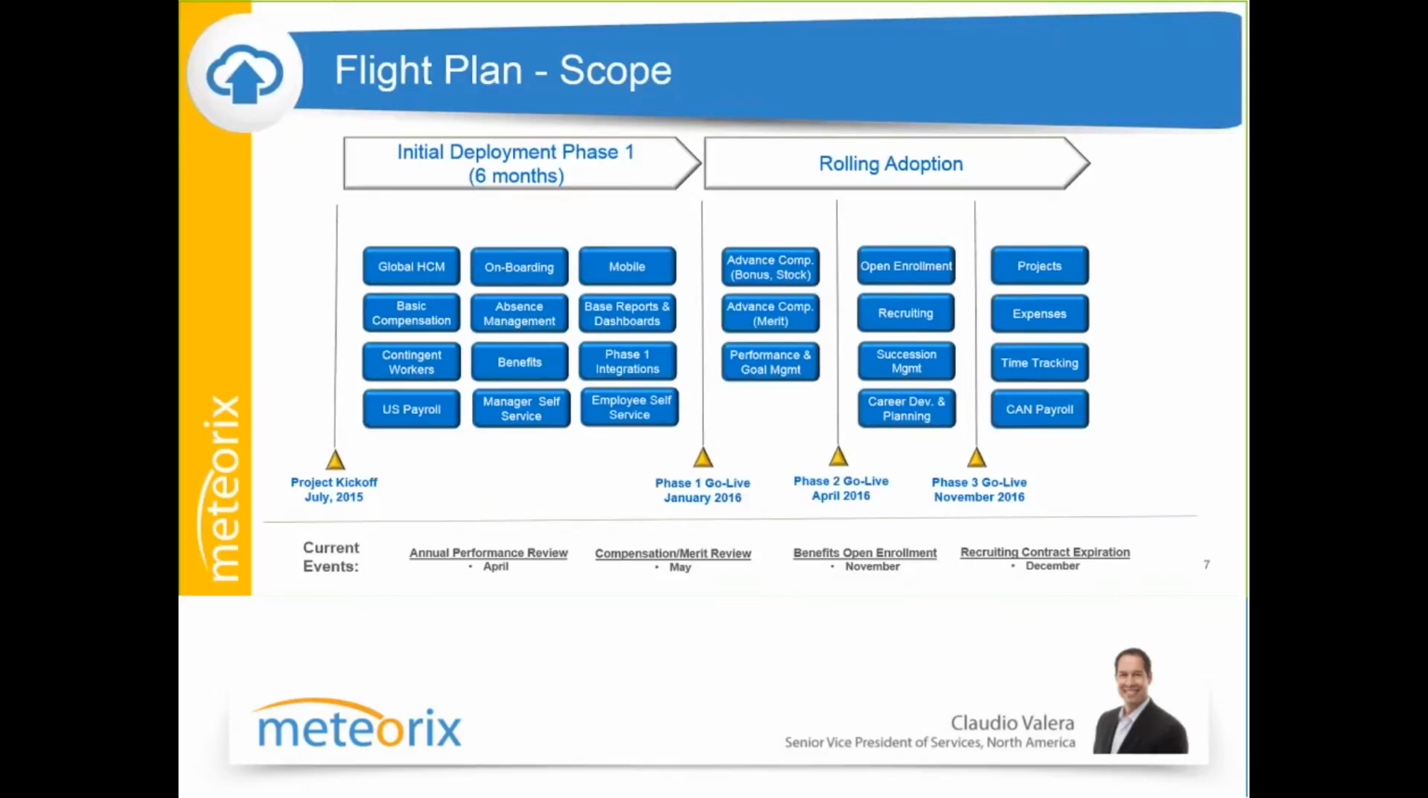That's primarily being driven by getting global HCM out the door, U.S. payroll, obviously January 1, 2016 go live is a very clean cutover for payroll. And then you'll see some other components in there as well, like onboarding, absence management, and benefits. You don't see performance and goal management come in until a future state, because for this particular organization, their annual performance review process doesn't start until April, and their merit review process doesn't start until May.